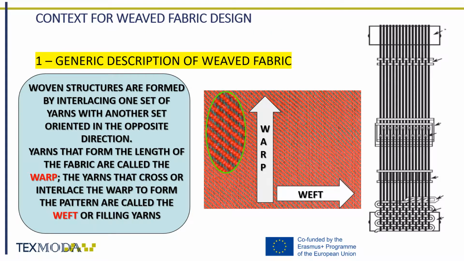Weaving is one of the oldest crafts known to man. Weaving has been described as the art of interlacing one element in and out of another one. Woven structures are formed by interlacing one set of yarns with another set oriented in the opposite direction. Yarns that form the length of the fabric are called the warp, whereas the yarns that cross or interlace the warp to form the pattern are called the weft or filling yarns.